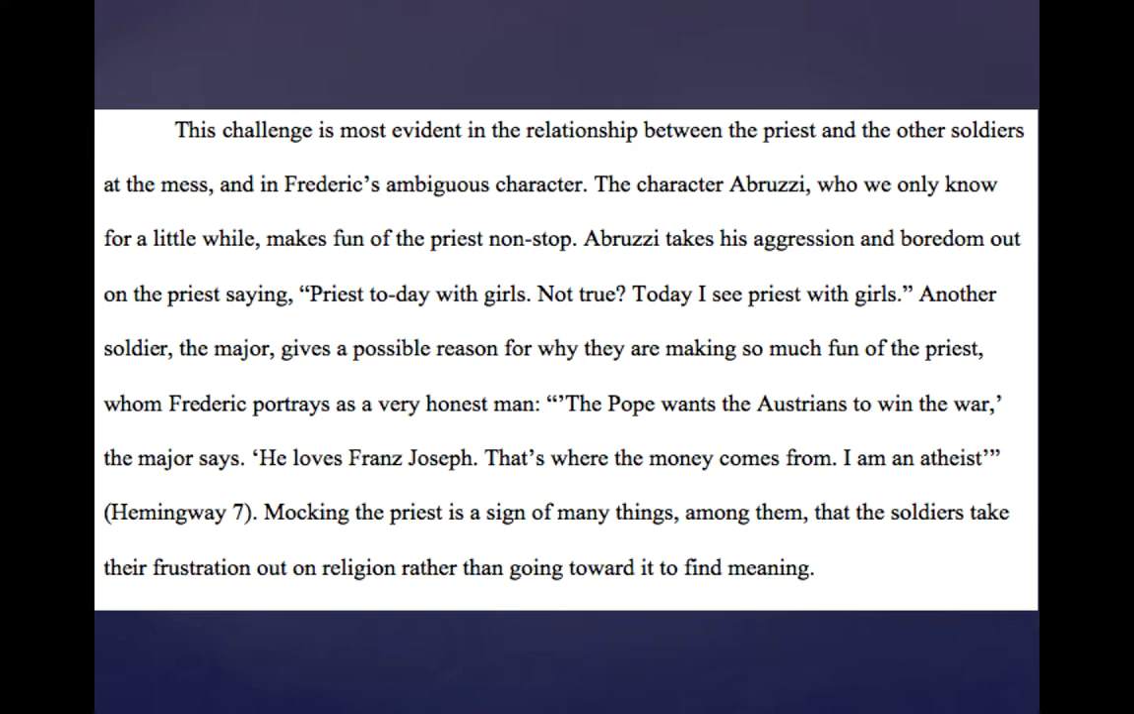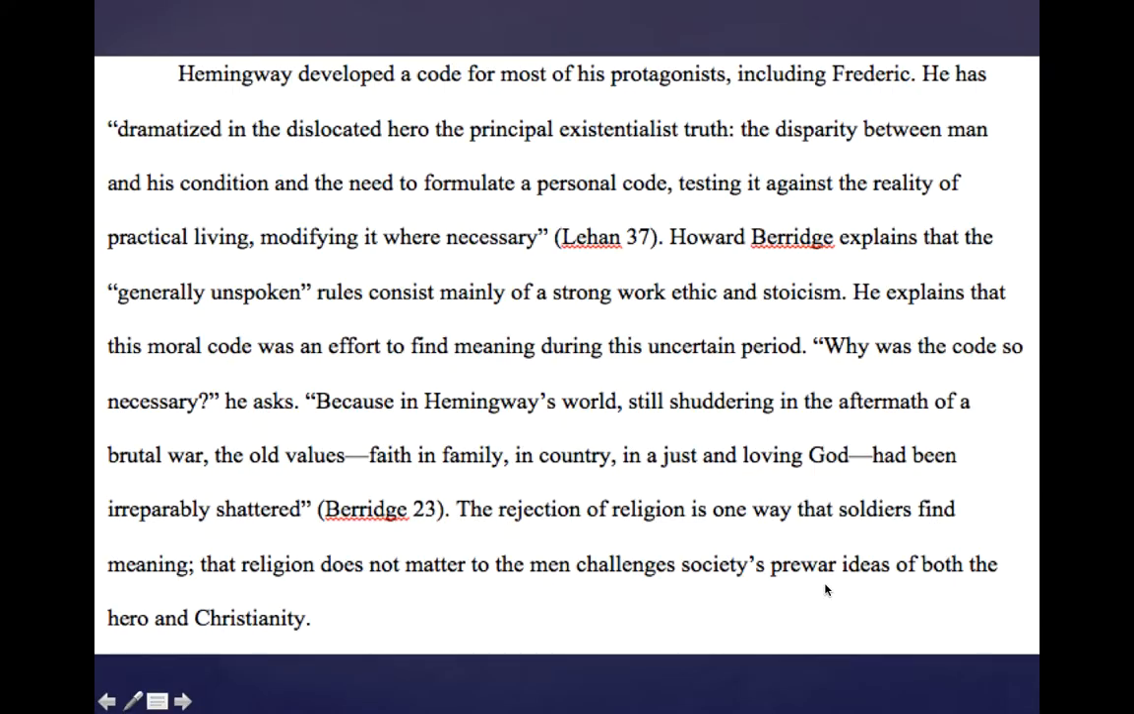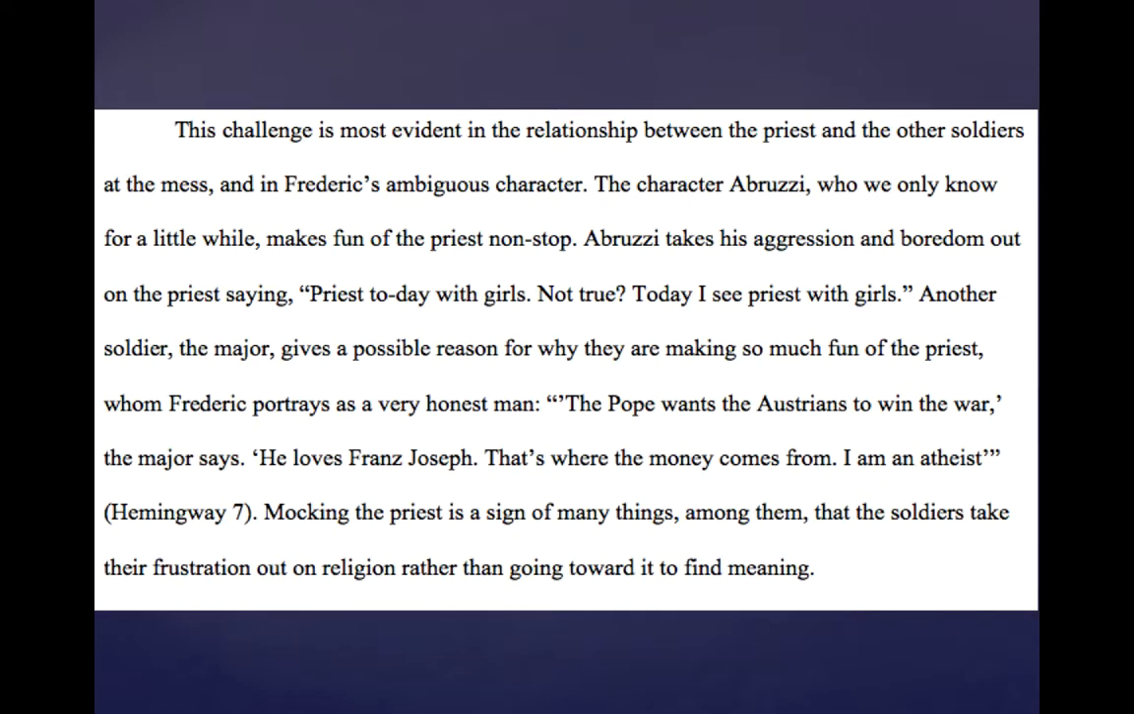I am an atheist. Mocking the priest is a sign of many things, among them that the soldiers take their frustration out on religion rather than going toward it to find meaning. So my point here in these last two paragraphs was to show that the soldiers, rather than going towards Christianity, are actually going further away from it. And one of the examples is in their abuse of the priest. And this is an example of them mistreating the priest. And then here is another example.